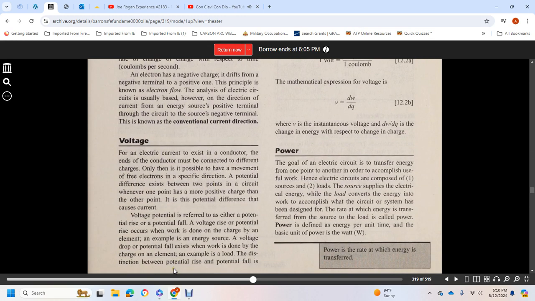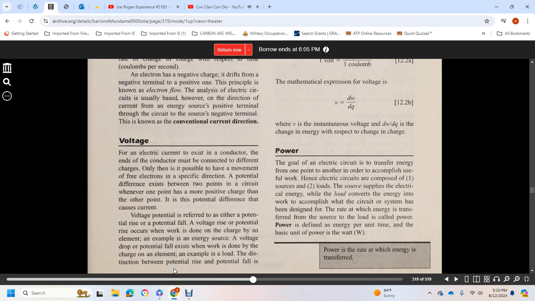Voltage. For any electric current to exist, the ends of the conductor must be connected to different charges, with one of them able to supply free electrons. Given the potential difference that exists between two points of the circuit, one point has a positive charge and the other has a negative charge, and this potential difference is the cause of the current.